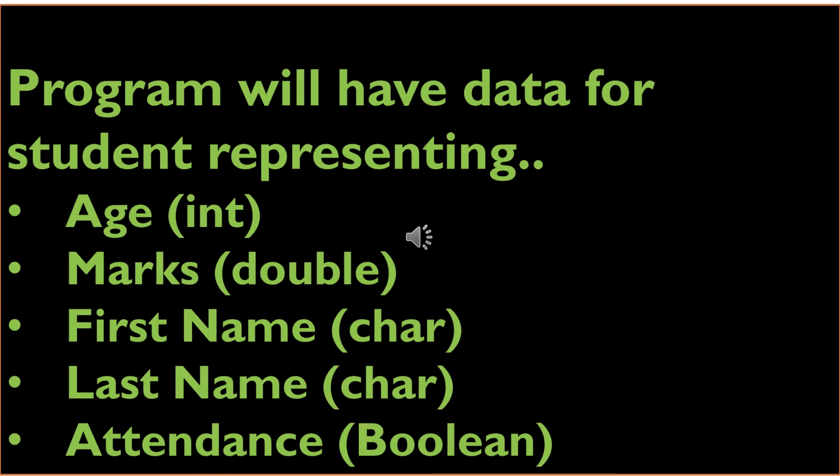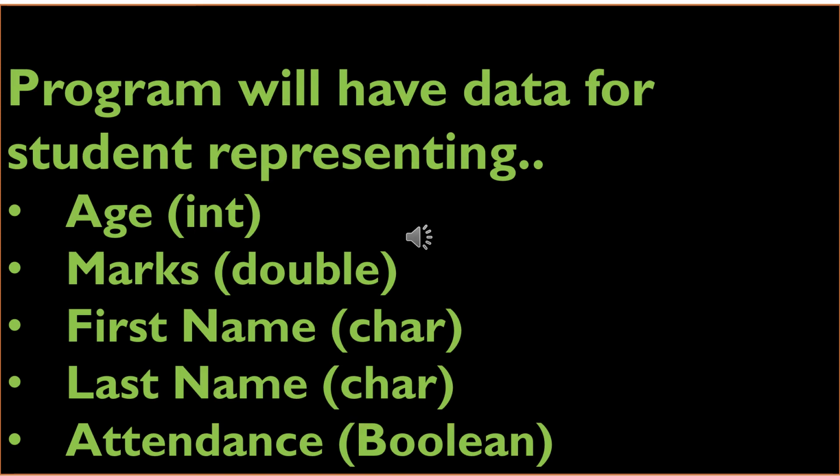The first initial and the last initial are each a single character, so both of these would be represented by the data type char. A student can either have perfect attendance or not have perfect attendance. There is no in between. So it has to be a Boolean data type.